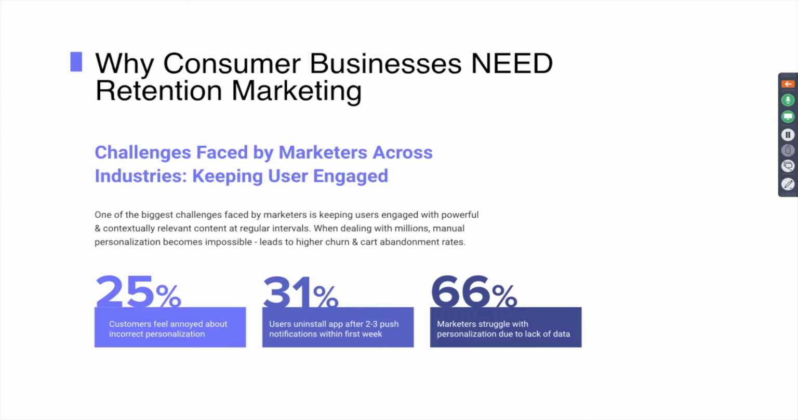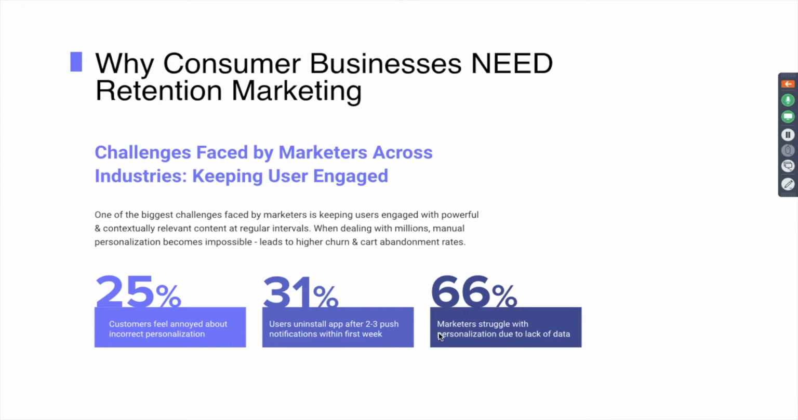If you see this, due to incorrect personalization, 25% of customers drop off in the first go and are annoyed with the brand as a whole. When you talk about the second part, 31% of users uninstall the app after 2 to 3 push notifications within a week. The reason? They are all mass blasts and not targeted based on the customer's behavior, due to which they receive irrelevant pushes.